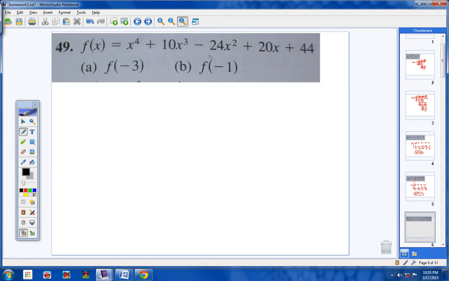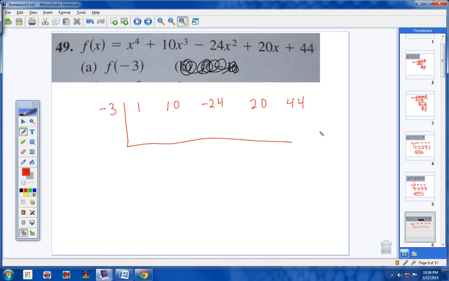Now your notes said to do letter A only, but did you know you can take this number here, and instead of substituting it in for x, everywhere there's an x, which does take a lot of time, you can actually use synthetic division to help you evaluate this function at negative 3. So let me show you. We're going to put a negative 3 here. And then we see if we're missing any terms here. 4, 3, 2, 1, constant term. So we're not. So we have a 1, a 10, a negative 24, a 20, and a 44.